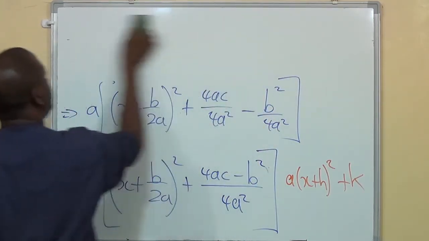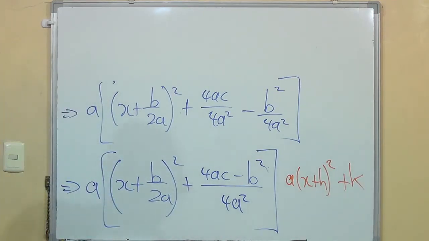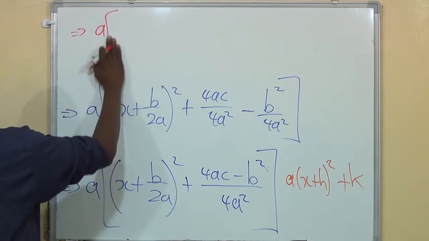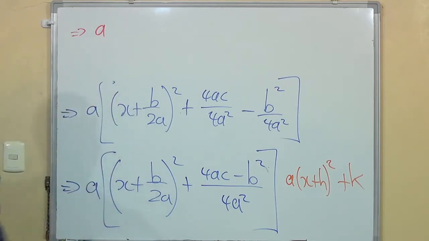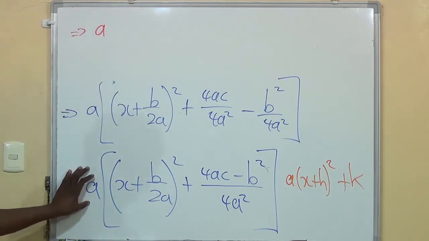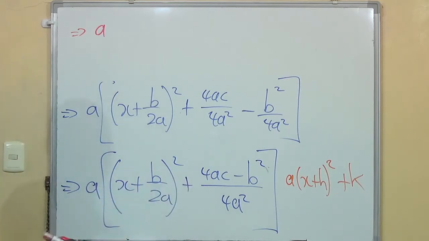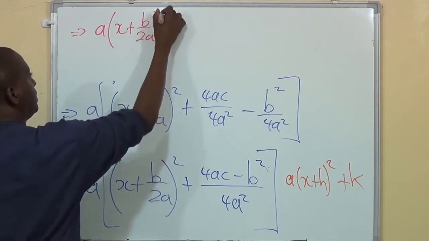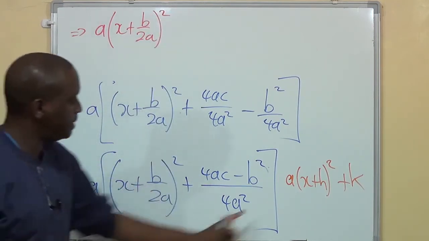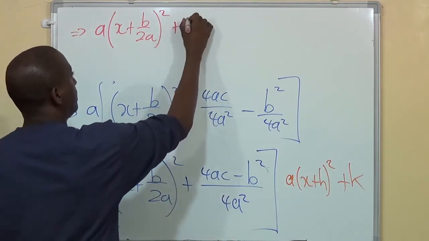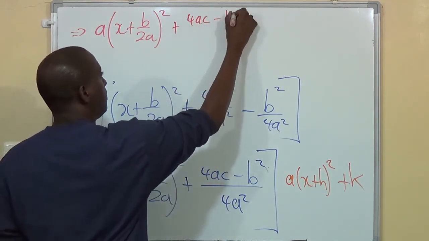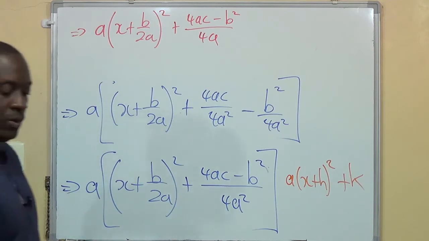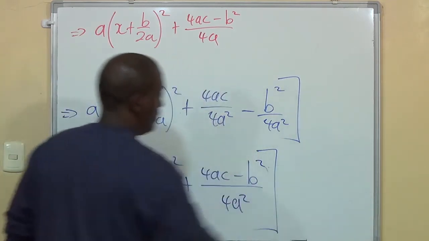So we're going to change the color of the ink, and we're coming down in red now. So from here, we move to a into, well, we can remove these square brackets now, because this is the line where we will be multiplying the a on the outside by everything on the inside. So a multiplied by this would be a into x plus b over 2a squared, and a multiplied by this whole fraction here will be 4ac minus b squared over 4a. So now we could say, and we will move that there.